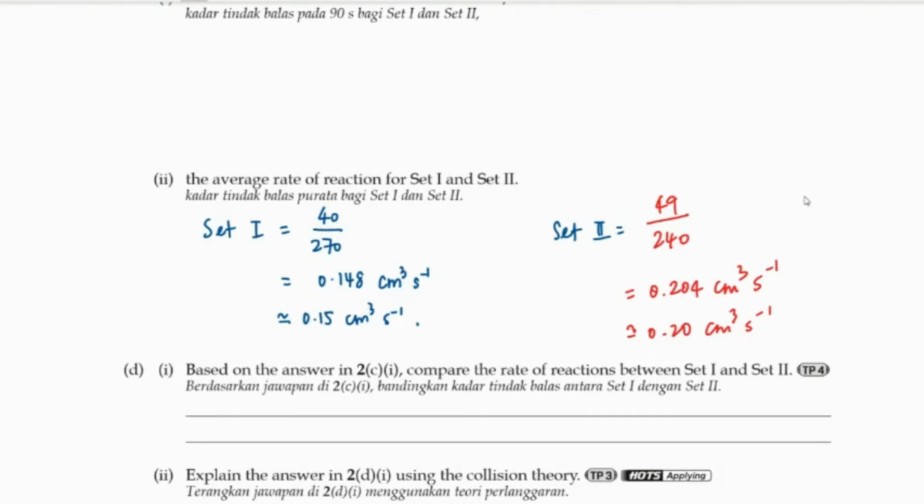Okay, class, D1: based on the answers, compare the rate of reaction between set 1 and set 2. So what is the answer? Compare. Which one has a higher rate of reaction?